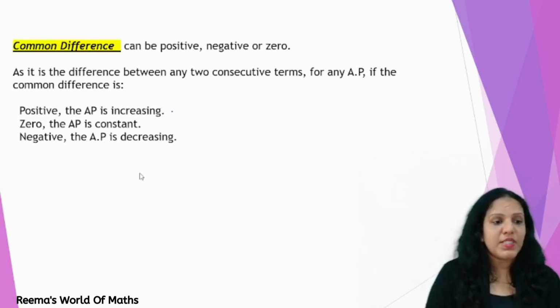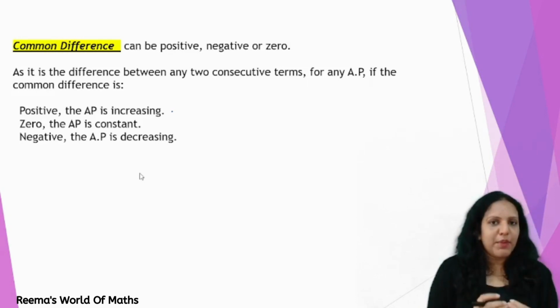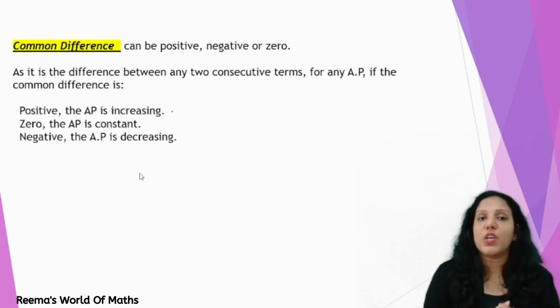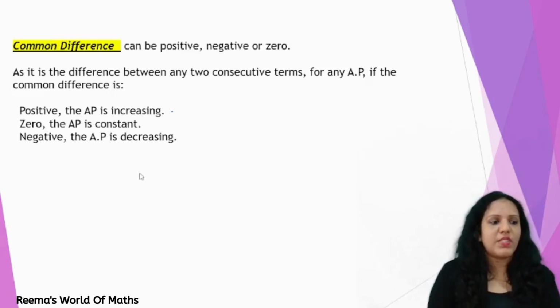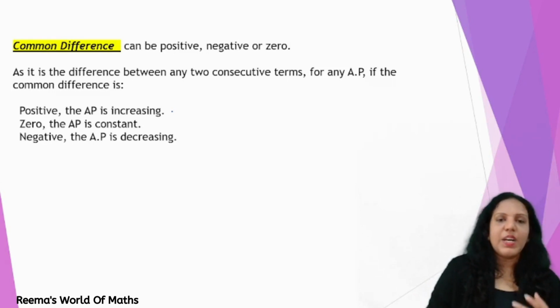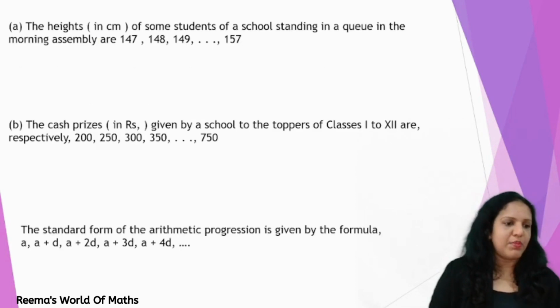Okay, and common difference is the difference between any two consecutive terms. So for an AP, the common difference between two consecutive terms should always be fixed. It is always constant. Now let's see a few arithmetic progression examples in our daily life.